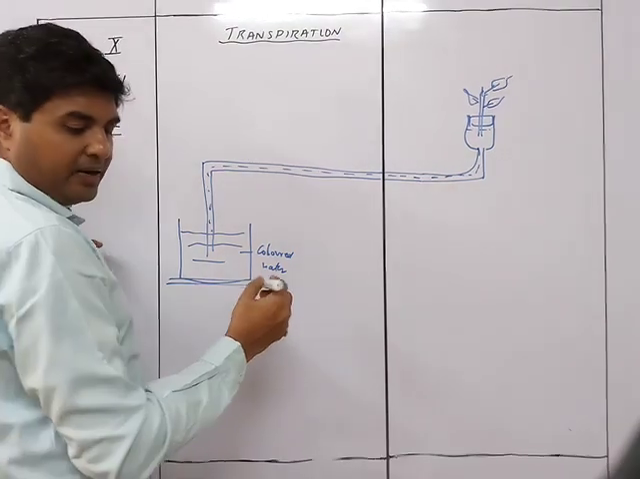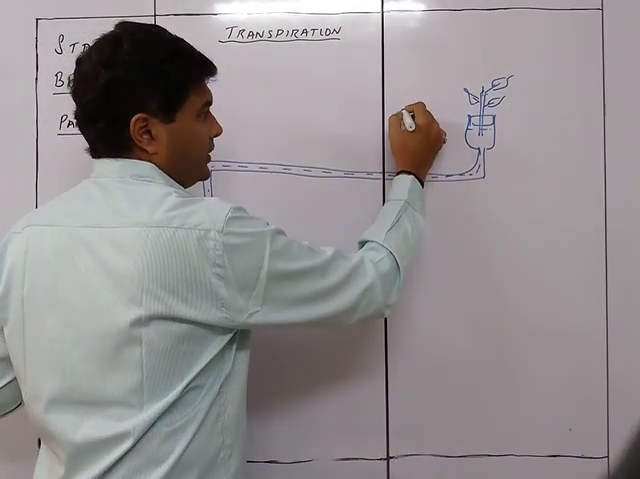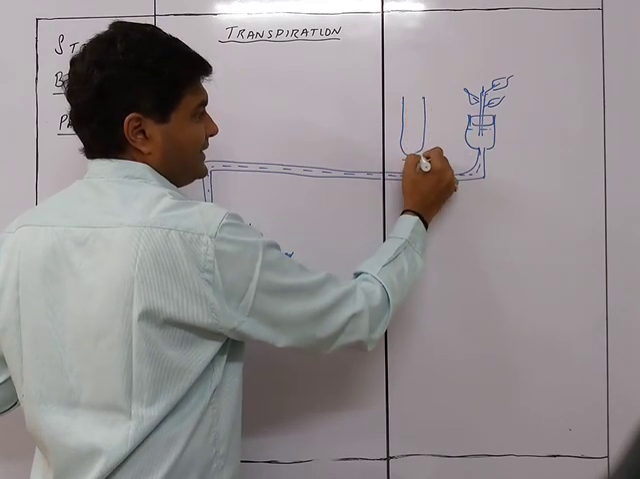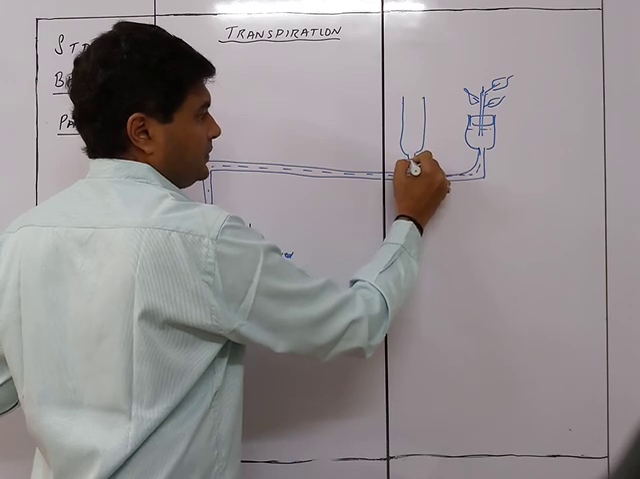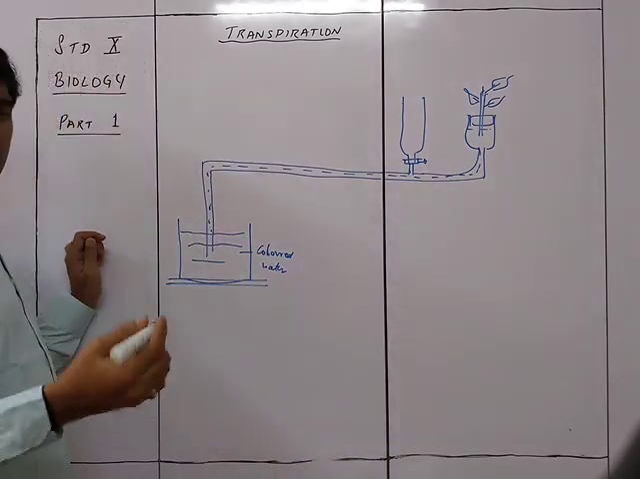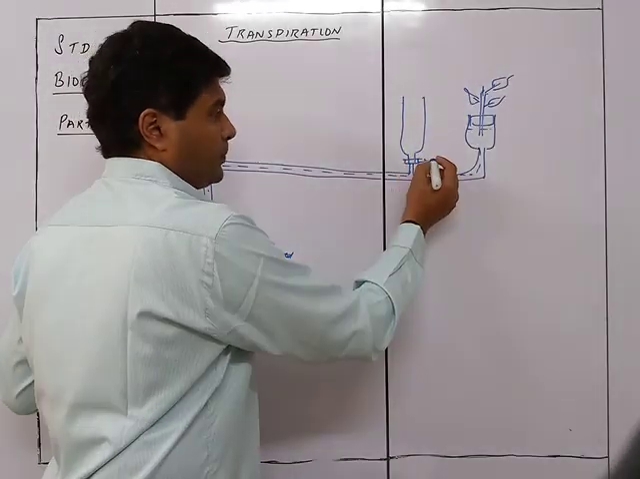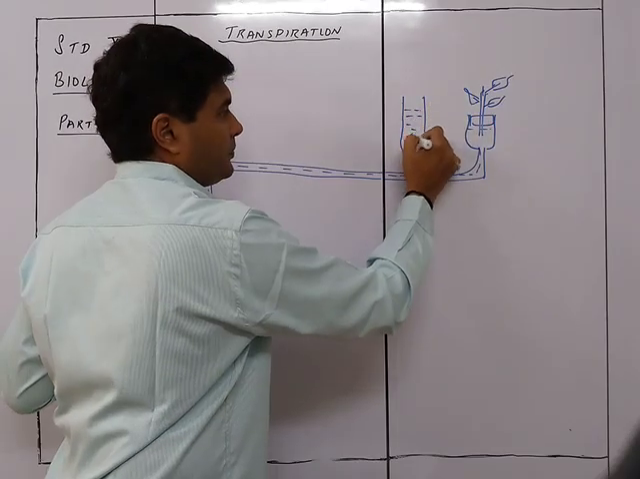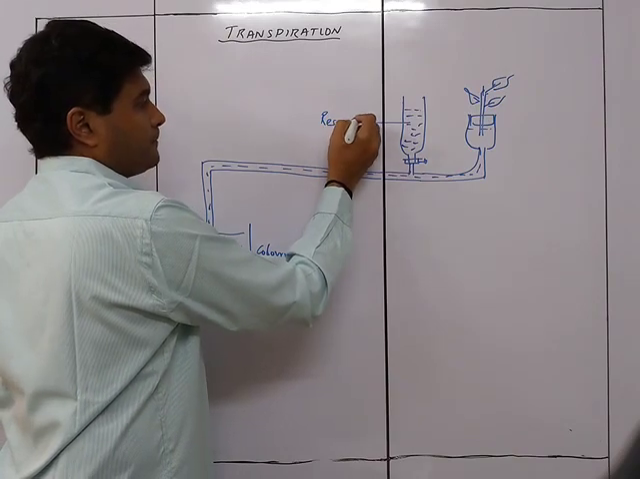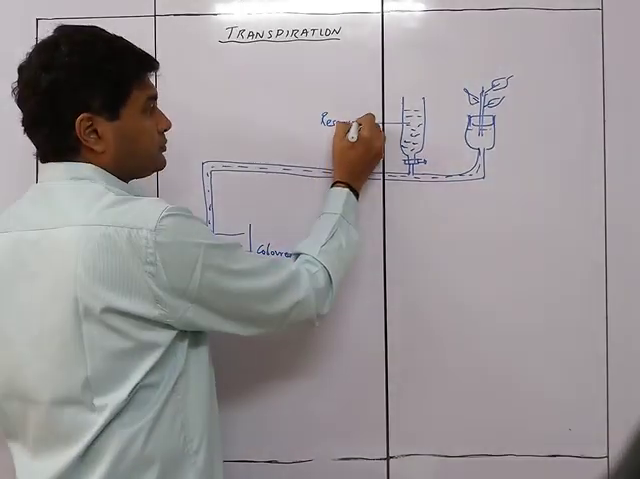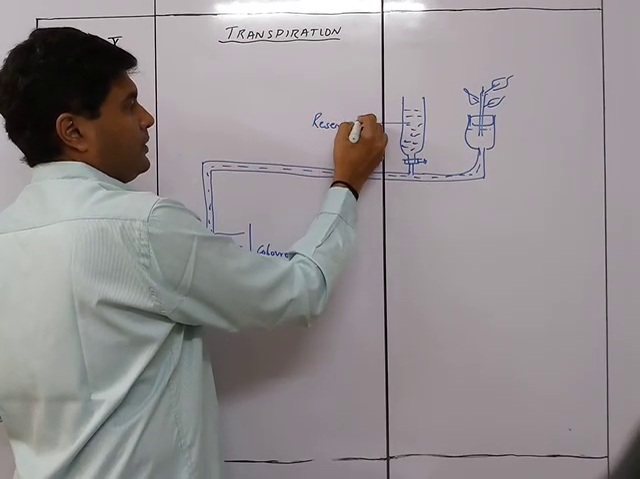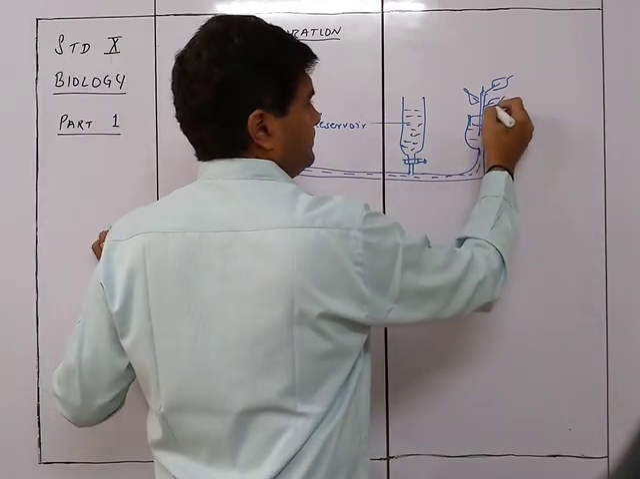And then there is one more connection over here, which is called a reservoir. So there is a reservoir with a tap over here. I'll tell you the reason for having this reservoir with the stopcock. So this is the reservoir, and this is the plant.